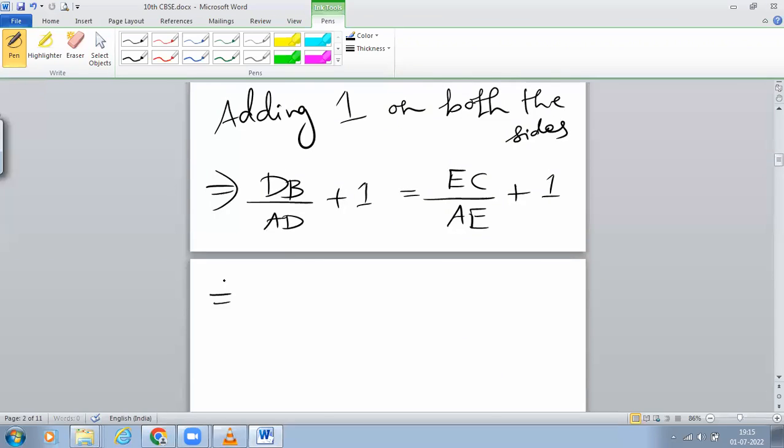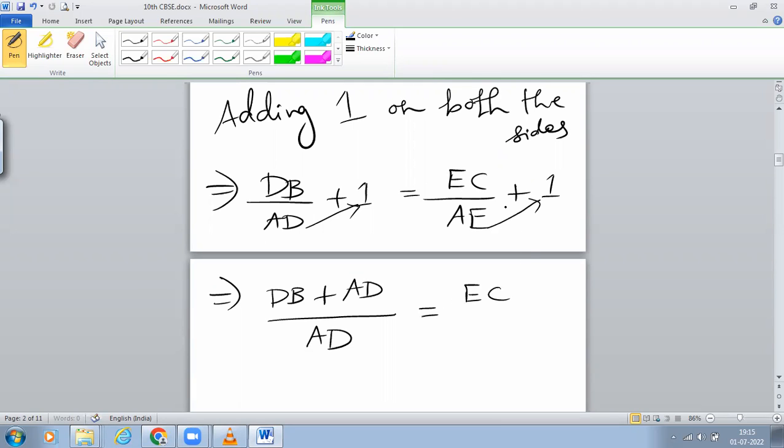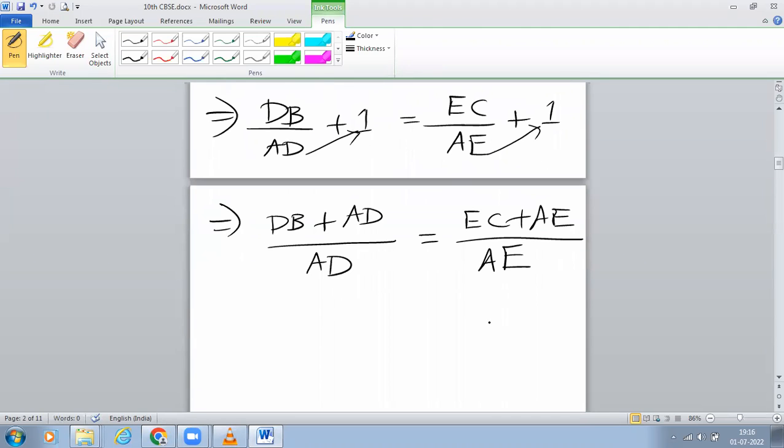Now we have to take the LCM. Since there is no denominator over here, we just do cross multiplication. So what we'll get is dB plus AD into 1, which is AD, anything into 1 is the same. Whole divided by AD, which is the denominator, is equal to EC plus AE into 1, which is AE, whole divided by AE, which implies the next step.